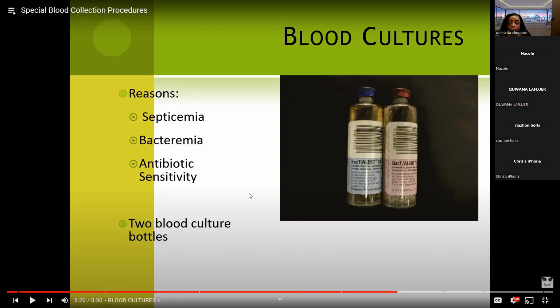Just know that one collection is always 2 bottles at a time, unless you're working and drawing babies. They only have 1 bottle. Okay. And this is going to the microbiology lab to check for what the bacteria name is. And when it says antibiotic sensitivity, that means it's coming back with a list of antibiotics that work best for me, work best for you.